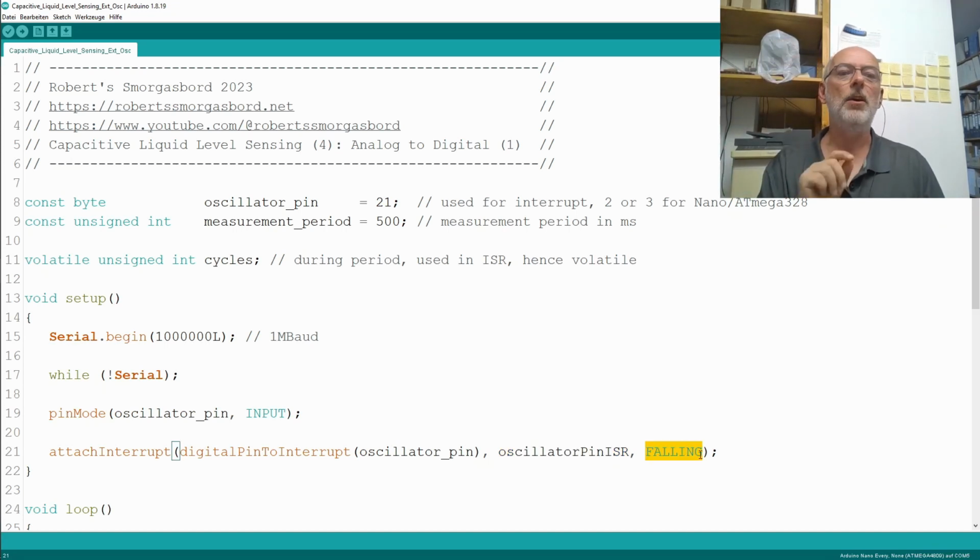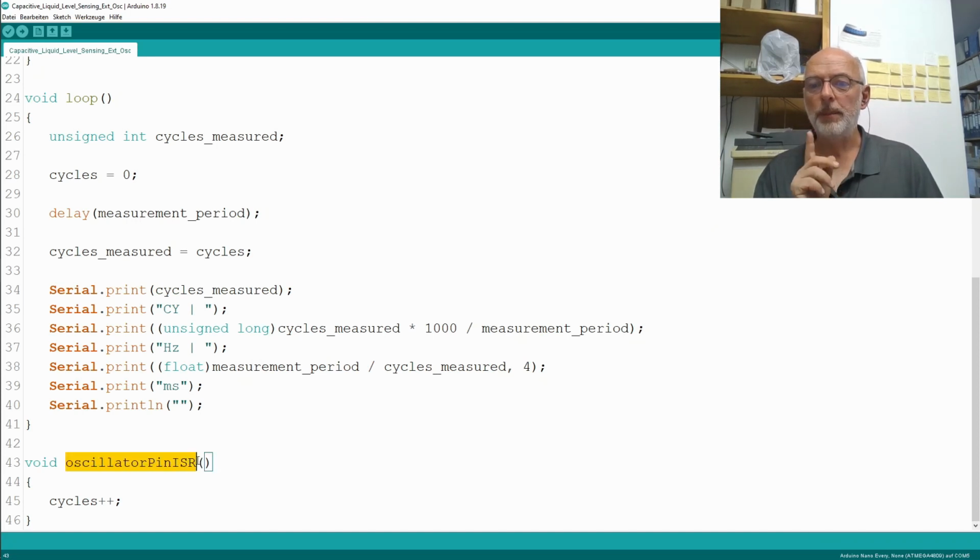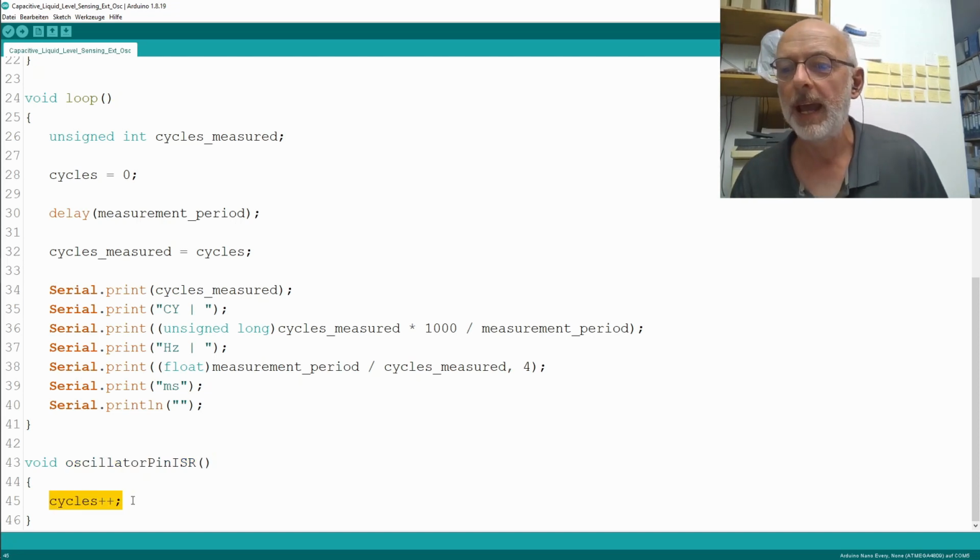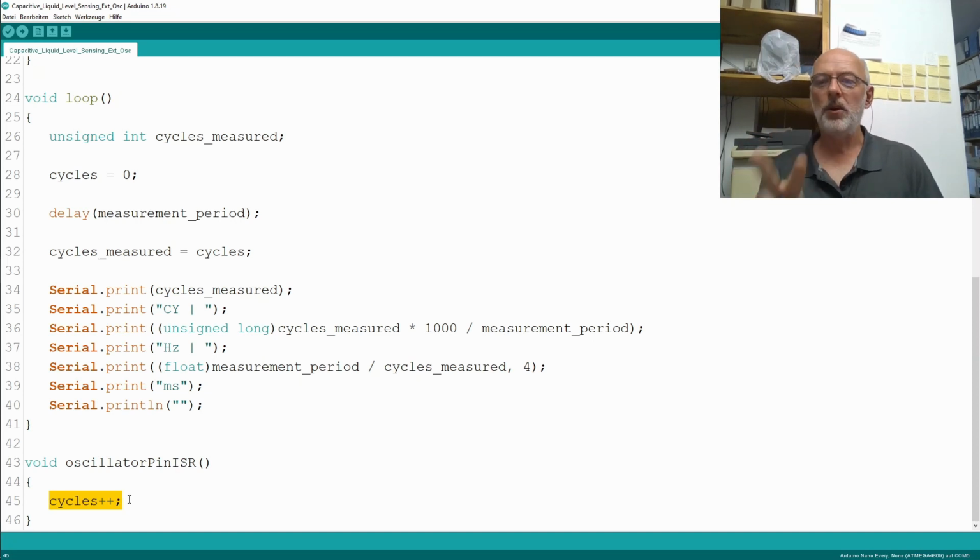the falling flank of my waveform, my square wave that's coming out of my oscillator and is fed into pin 21. It really doesn't matter if you count the falling or the rising edges. My oscillator pin interrupt service routine does nothing but increment that cycles variable, okay? And because we have an 8-bit CPU, that's a 2-byte unsigned integer, that might take half a dozen CPU cycles, but we are operating the oscillator in the kilohertz range, and the Nano Every is working at 20 megahertz, so that's okay.